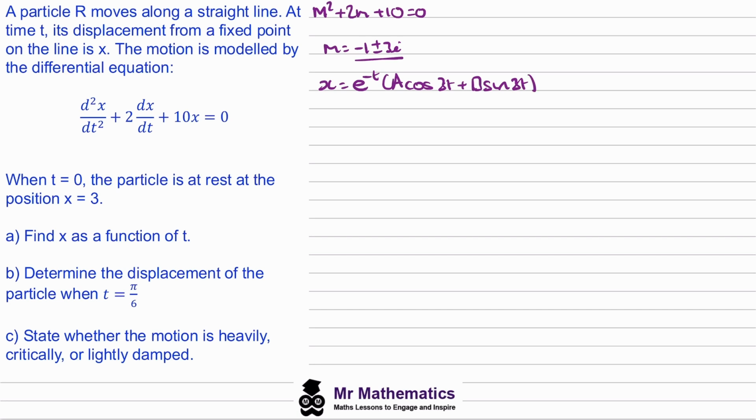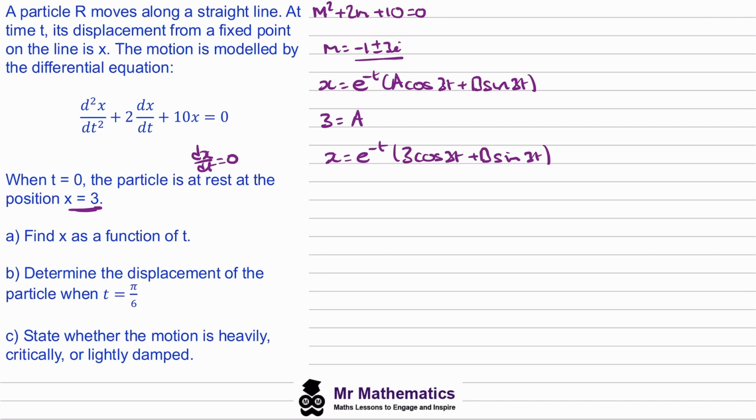And then we need to work out the values of a and b using our initial conditions. And again, because we're told that when t equals 0, the particle is at rest, this means that dx by dt, the velocity, is also 0. So if we start with x equals 3, e to the 0 is just 1. The cos of 0 is 1, so this term will just become a. And the sine of 0 is 0, and this will eliminate the b term. So we'll write that x is equal to e to the negative t multiplied by 3 cos of 3t plus b sine of 3t.